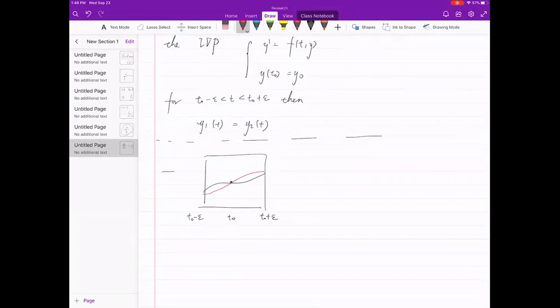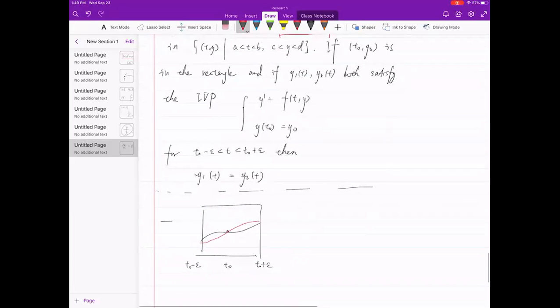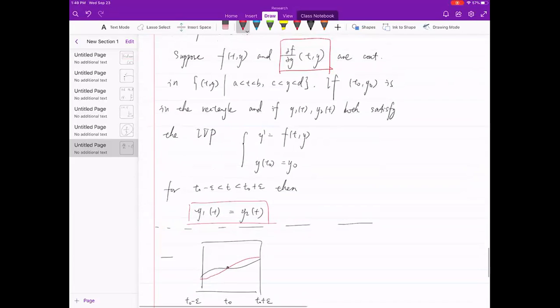Oh, Andrew? Yeah, at the end of the theorem, it says if y1(t) and y2(t) both satisfy something. I can't read what the last thing says. But both satisfy the initial value problem. Okay.